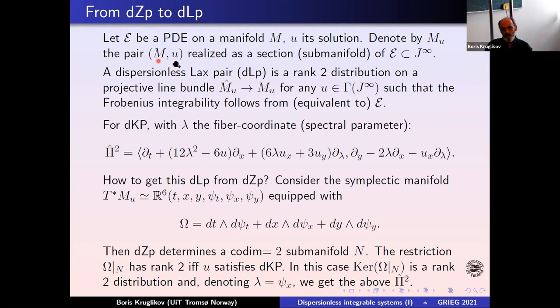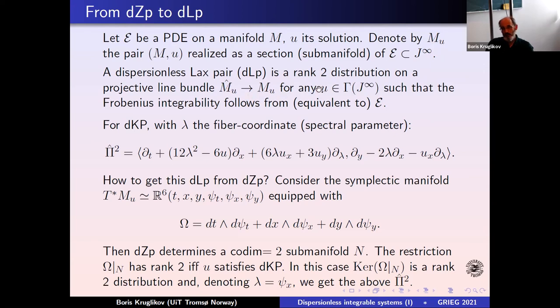But I would like to think about it as actually a section of the jet bundle, because u is a map, previously from R^3 with coordinates t, x, y to R^1 with coordinate u. I can infinitely prolong it, and so it gives me a mapping from the base to jet space. There are some algebraic structures which will be useful. But for now I just think about M as the previous manifold plus a function. A dispersionless Lax pair is a rank two distribution on some projective line bundle over M. In our case, M is three-dimensional, and M hat will be four-dimensional.